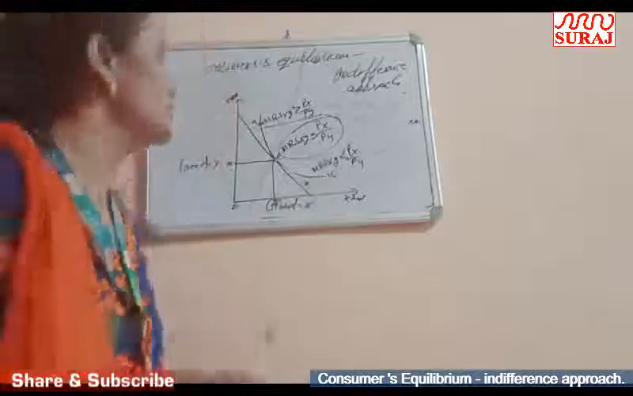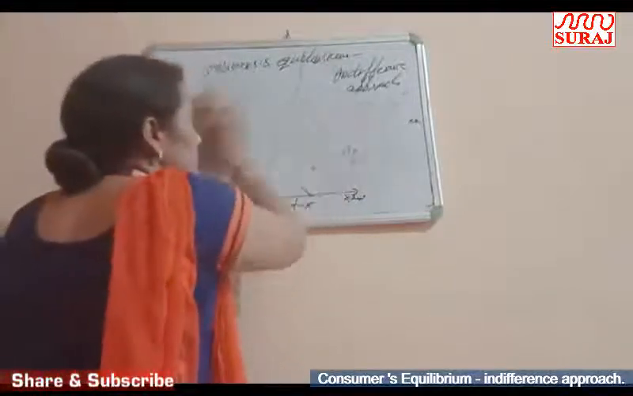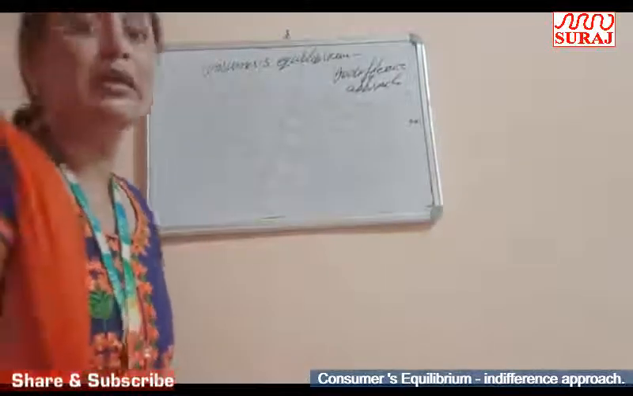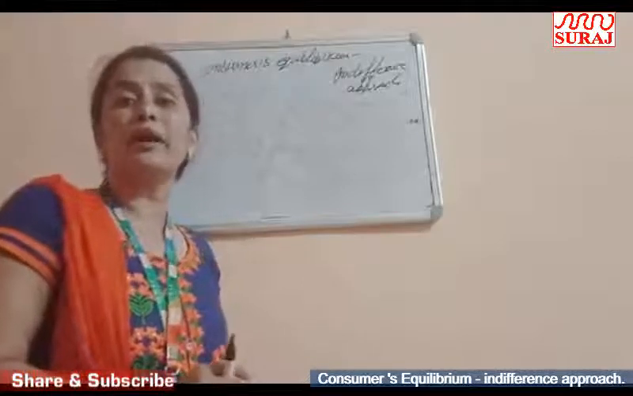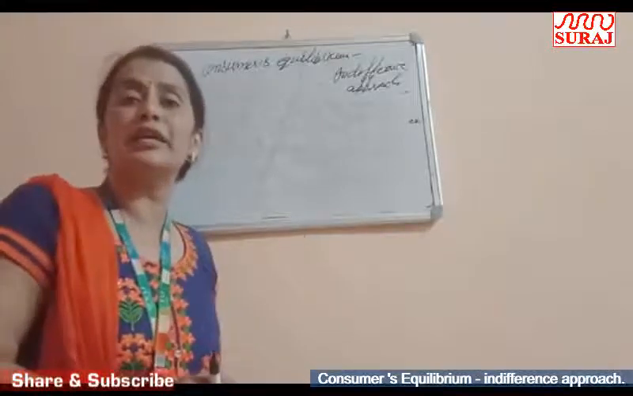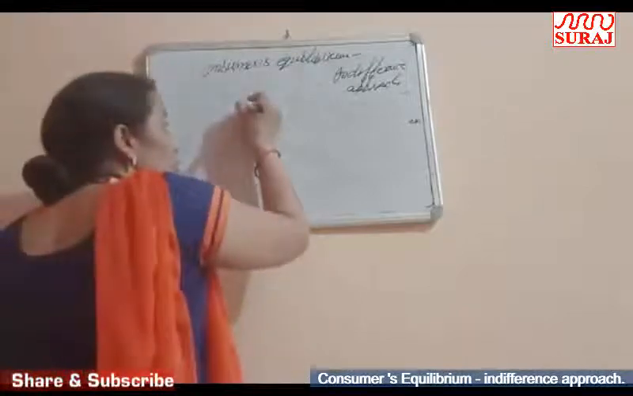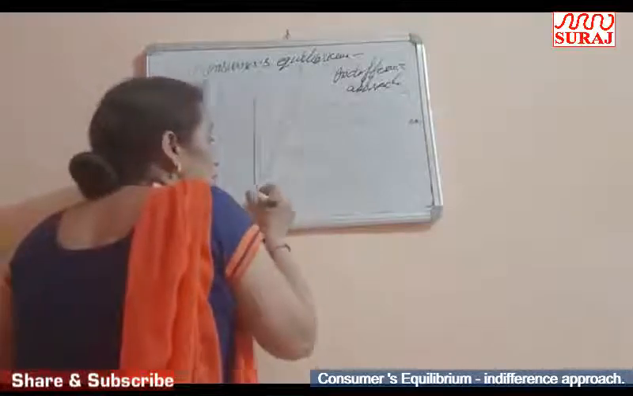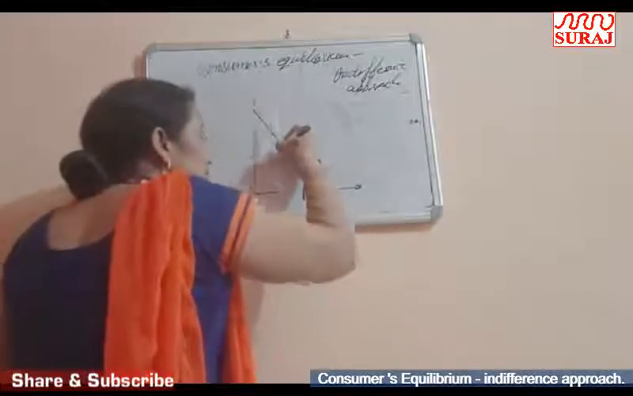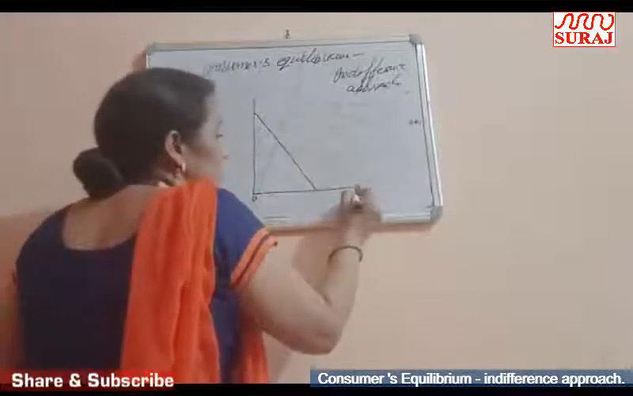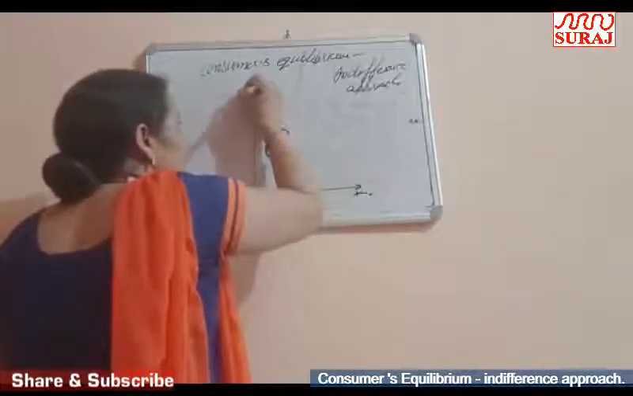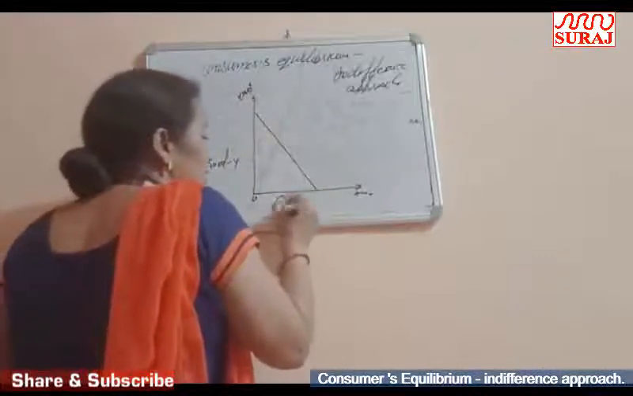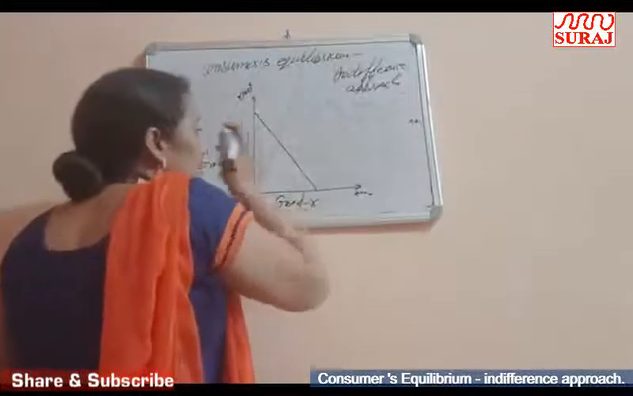देन सेकंड कंडीशन, व्हाई द स्लोप ऑफ आईसी मस्ट बी कन्वेक्स टू द ओरिजिन एट ए पॉइंट ऑफ इक्विलिब्रियम, यानी जो इक्विलिब्रियम पॉइंट होता है उस पर आईसी कन्वेक्स टू द ओरिजिन ही क्यों होना चाहिए? Why it must not be concave to the origin? Then this can be proved with the help of the diagram. It means here is the budget line, the x-axis and y-axis. On the vertical axis we define good Y, and on the horizontal axis we define the good X.